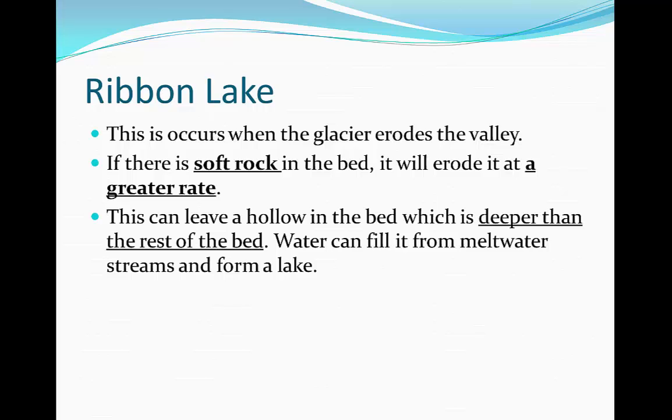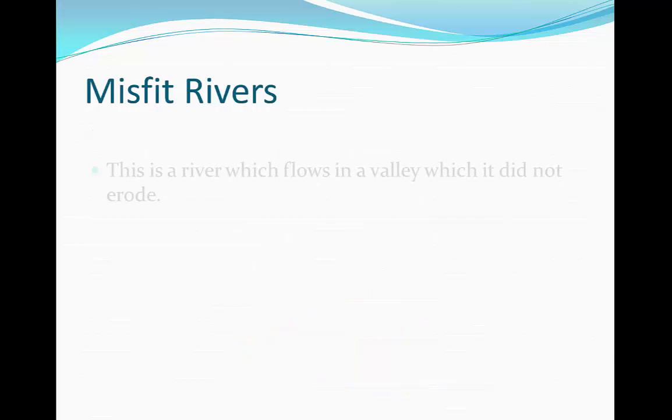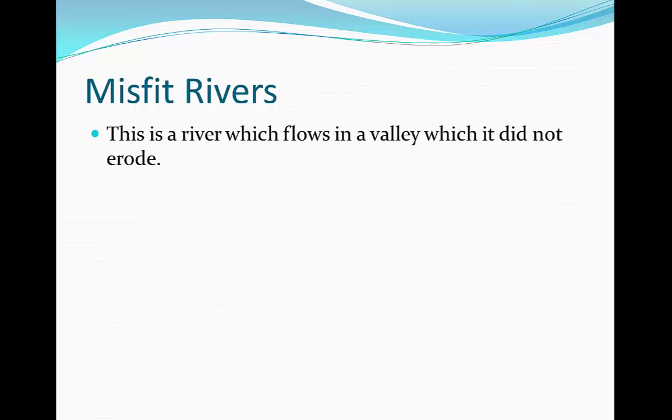So as a result, we get a hollow that's deeper than the rest of the bed. Sometimes the meltwater of a stream can fit into this hollow and it produces a small lake called a ribbon lake. Misfit rivers. This is a river which flows in a valley which did not erode it.